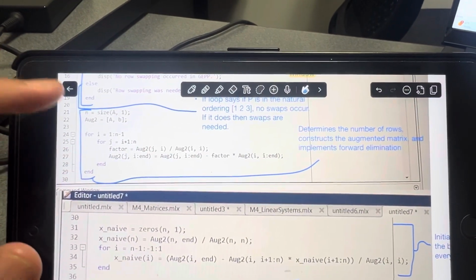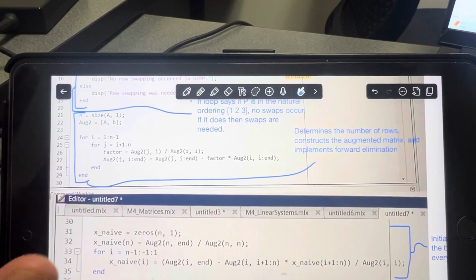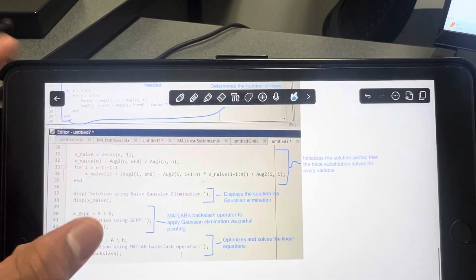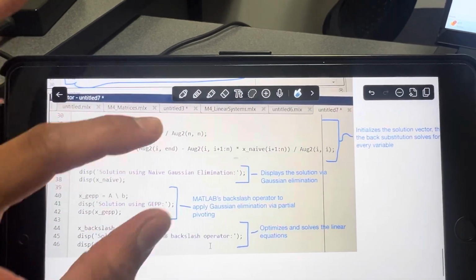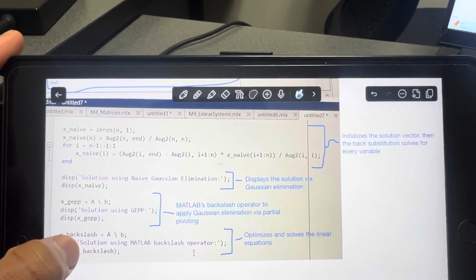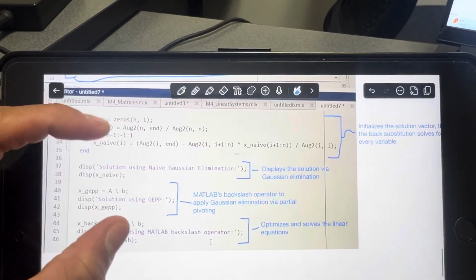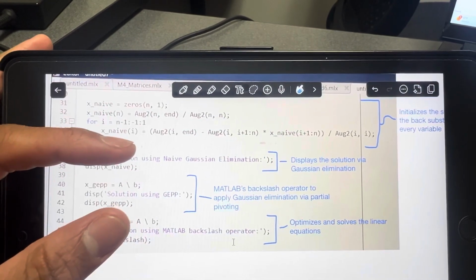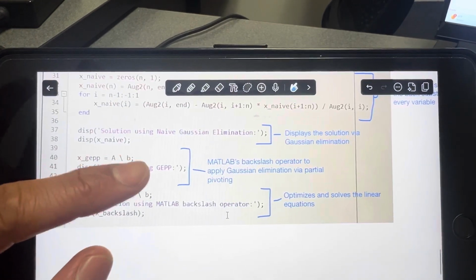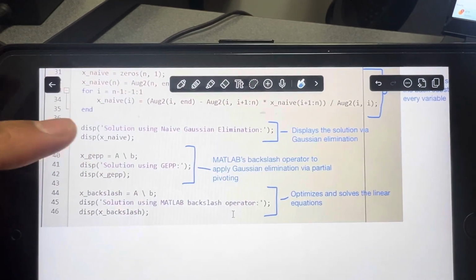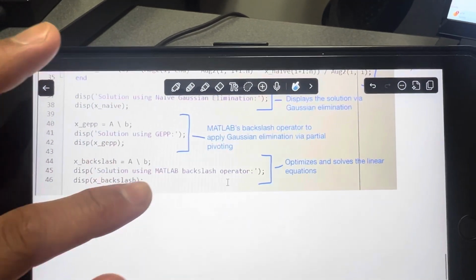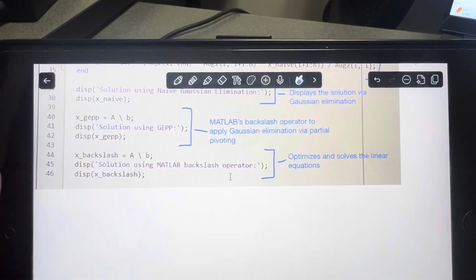And this next segment determines the number of rows, and then it constructs the augmented matrix, and it implements the forward elimination. Moving on to this next bit of code, what this segment does is it initializes the solution vector, then the back substitution solves for every variable we have. Then the following segment displays the solution via Gaussian elimination. Then this segment uses MATLAB's backslash operator to apply the Gaussian elimination via partial pivoting. And then the very last segment just optimizes and solves the linear equations.